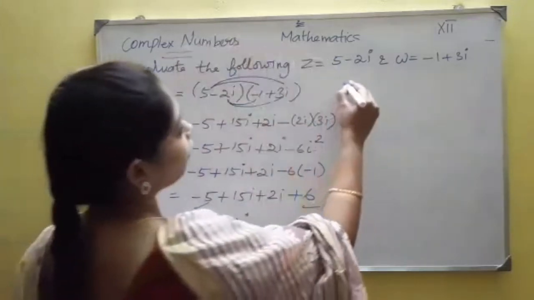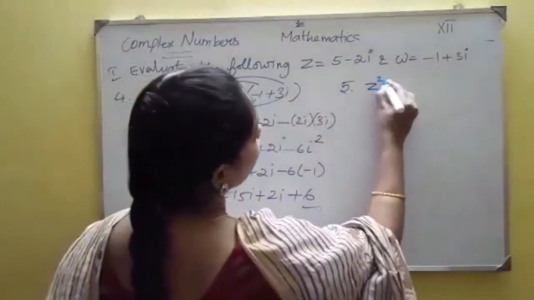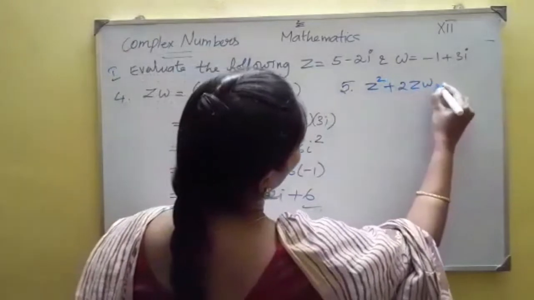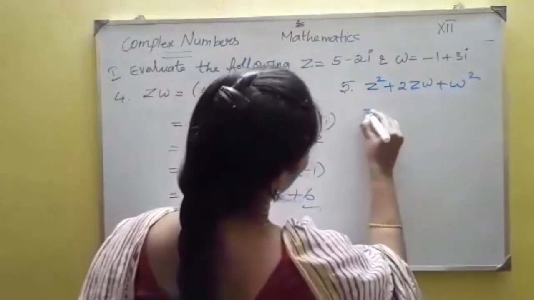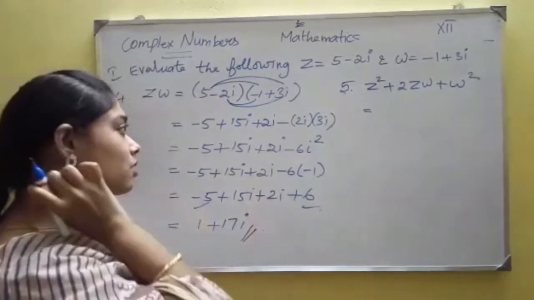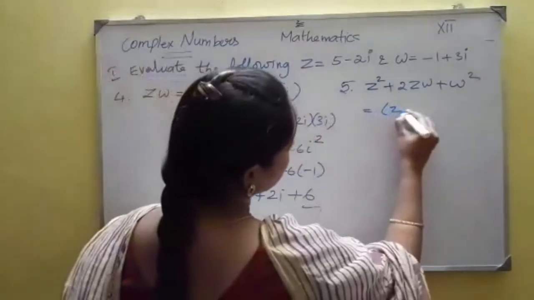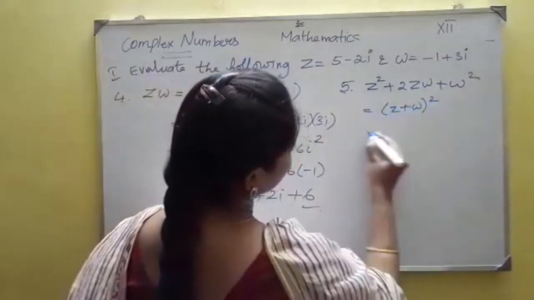Now fifth problem, z square plus 2zw plus w square. Well, observe this question clearly, which is very simple. This is actually an algebraic operation, a plus b the whole square pattern. So z plus w whole square.